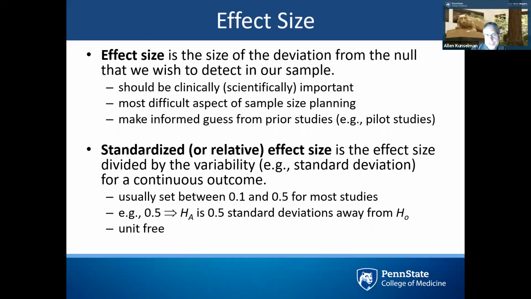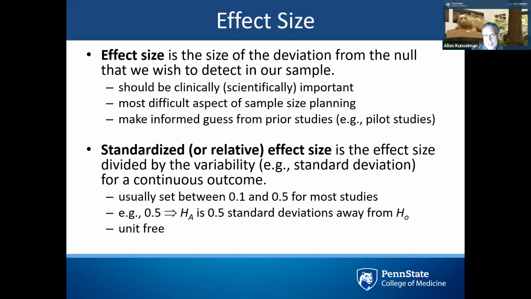So other things you need for sample size estimation, we already talked about the topics, but I'm just going into a little more detail, is the effect size. So this is the size of the deviation from the null that we wish to detect in our sample. Back to the systolic blood pressure example, this would be wanting to show, for example, a 20 millimeter mercury difference between placebo and a new drug. It should be clinically or scientifically important. It's one of the most difficult aspects in trying to plan your sample size for your trial.